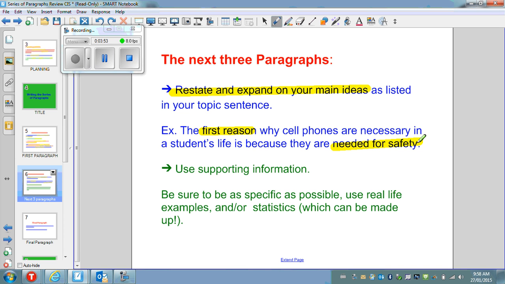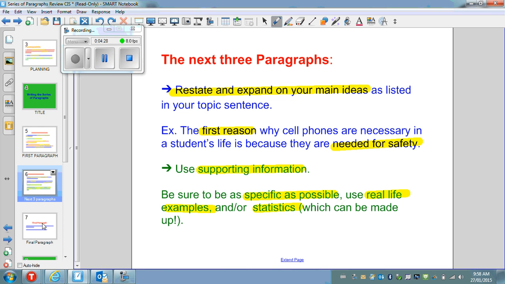Just to clarify, when you're writing, it's actually your second paragraph because you've already got an introductory paragraph, but it's your first body paragraph. So then you move on to supporting information. You're supporting the point that safety is critical in a student's life. So when you do that, you want to be sure to be as specific as possible using real life examples and or stats, which can be made up.